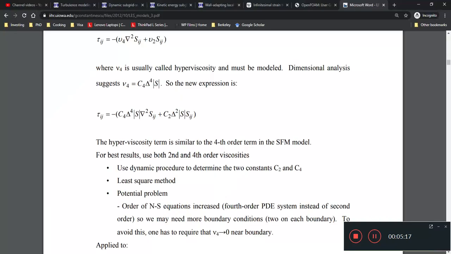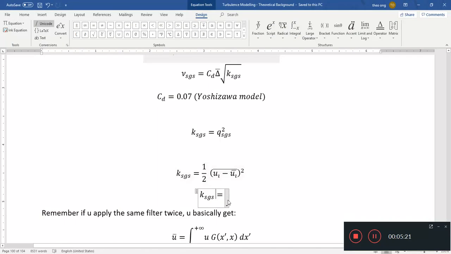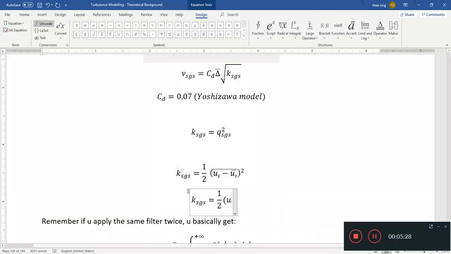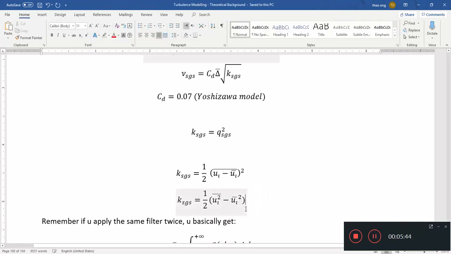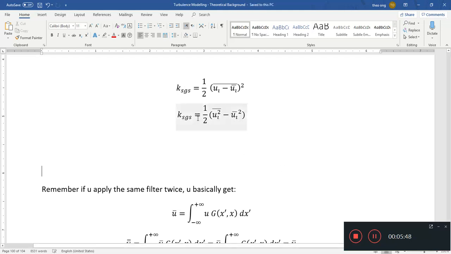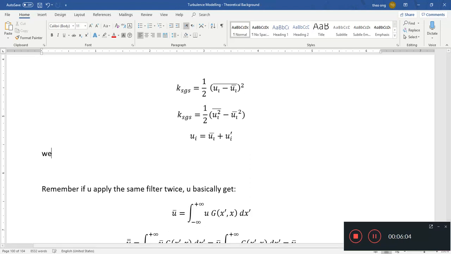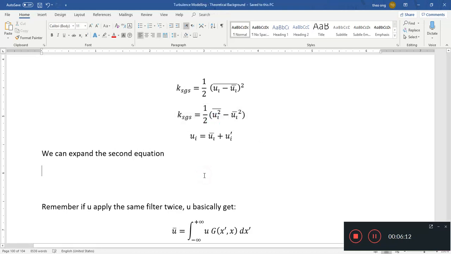On the CFD online website, you will have something like this, where instead of UK, we'll just use UI. So it's the filtered UI squared minus UI bar squared. That's what we get. Now, of course, you want to see whether these definitions are consistent, so let's expand them out. UI equals UI bar plus UI prime. That's the same for both, so we can expand the second equation.